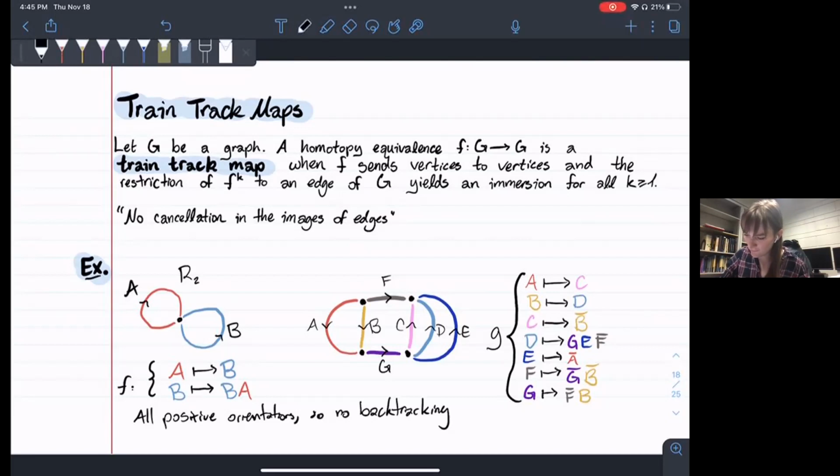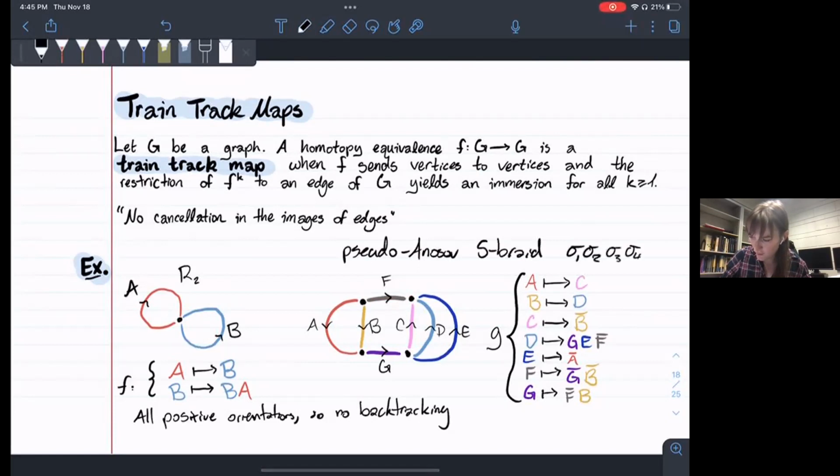And if I never collapse two distinct edges to the same edge, what I have is a train track map. In case you're curious, this happens to be related to a pseudo-Anosov 5 braid. Here's the 5 braid. It's sigma 1, sigma 2, sigma 3, sigma 4, sigma 1, sigma 2. It's a result of Ham and Song that this is the pseudo-Anosov 5 braid with the least dilatation.